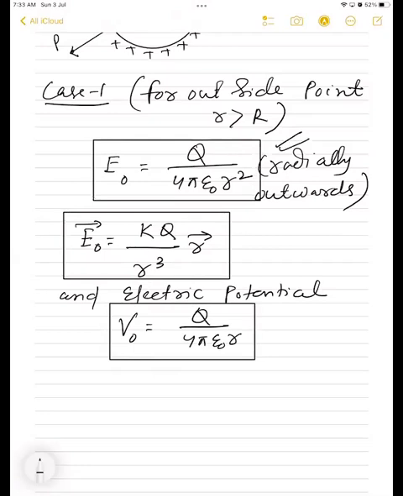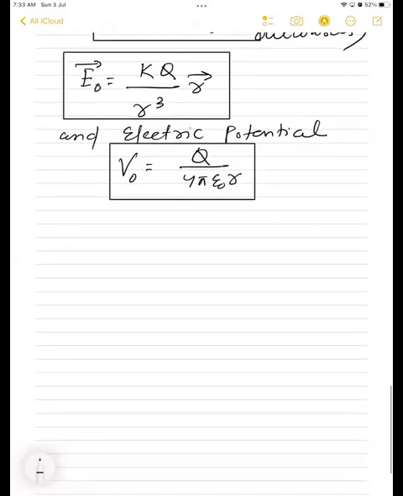It behaves like a charged spherical cell: it behaves as if the whole charge is concentrated at the center of the cell. Write this point down for a charged spherical cell.